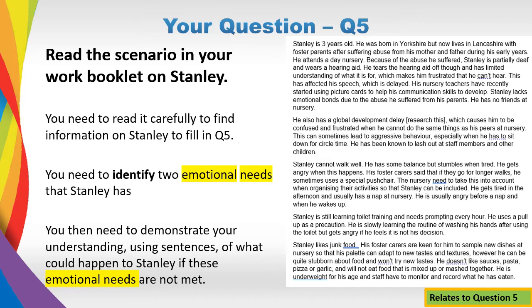Stanley cannot walk well. He has some balance but stumbles when tired. He gets angry when this happens. His foster carers said they go for longer walks. He sometimes uses a special pushchair. The nursery needs to take this into account when organising their activities so that Stanley can be included. He gets tired in the afternoon and usually has a nap at nursery. He's usually angry before a nap and when he wakes up.